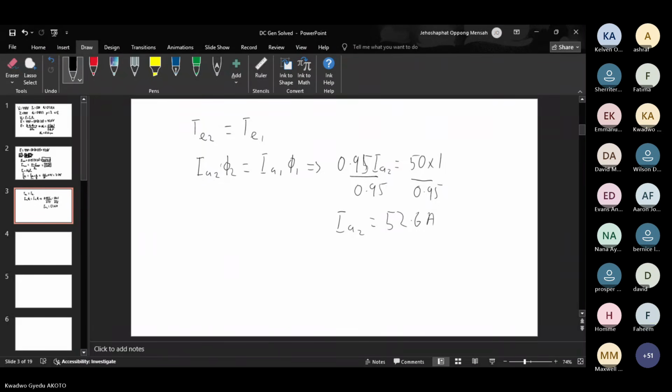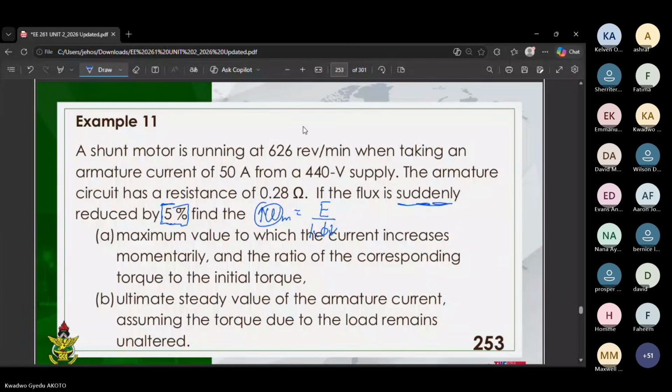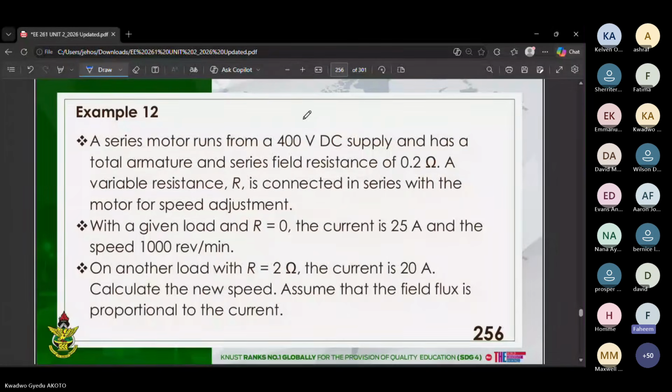Okay. So let's move to example 12. Please, are we okay with example 11? Okay, I'm assuming we are okay with example 11.